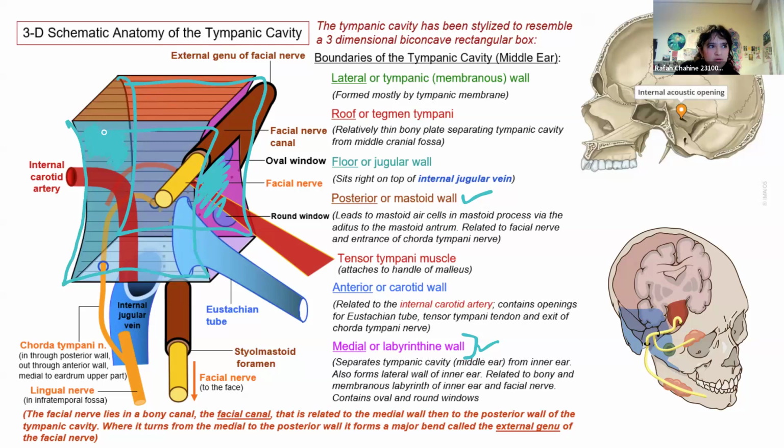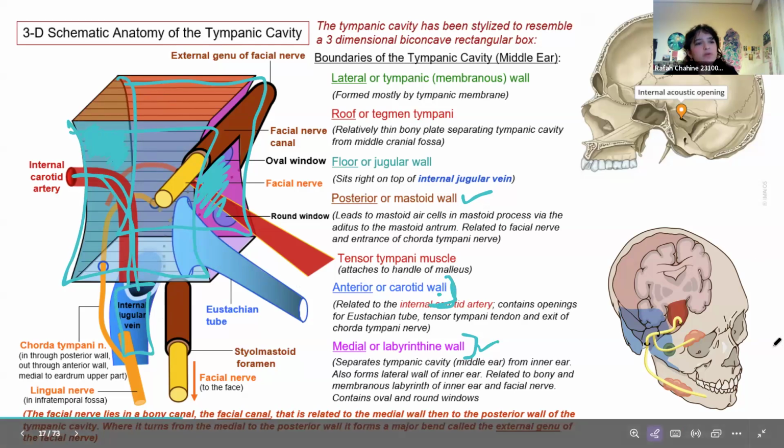Now, the anterior, which is this one, from the four sides of the cube, the anterior wall is going to be called the carotid wall. Now, to understand this, I want you to appreciate the internal jugular vein before we continue. And next to the internal jugular vein, we're going to have the internal carotid over here, okay?